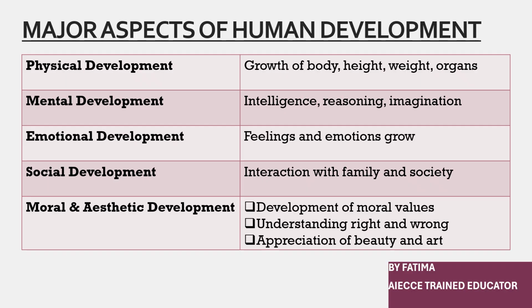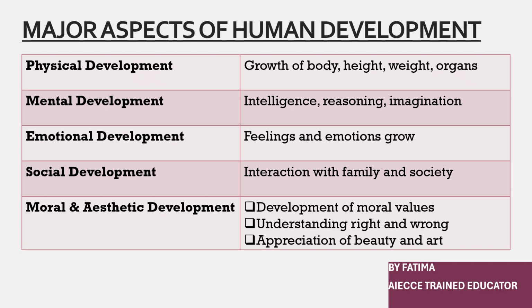Like in physical development, there is a body growth. First the child sits, then it crawls, then it walks, then it tries to stand. This is seen in physical development. In mental development, the baby recognizes faces, understands the sounds. In emotional development, which is very important, there is attachment with parents, and the child feels safe with the parents.